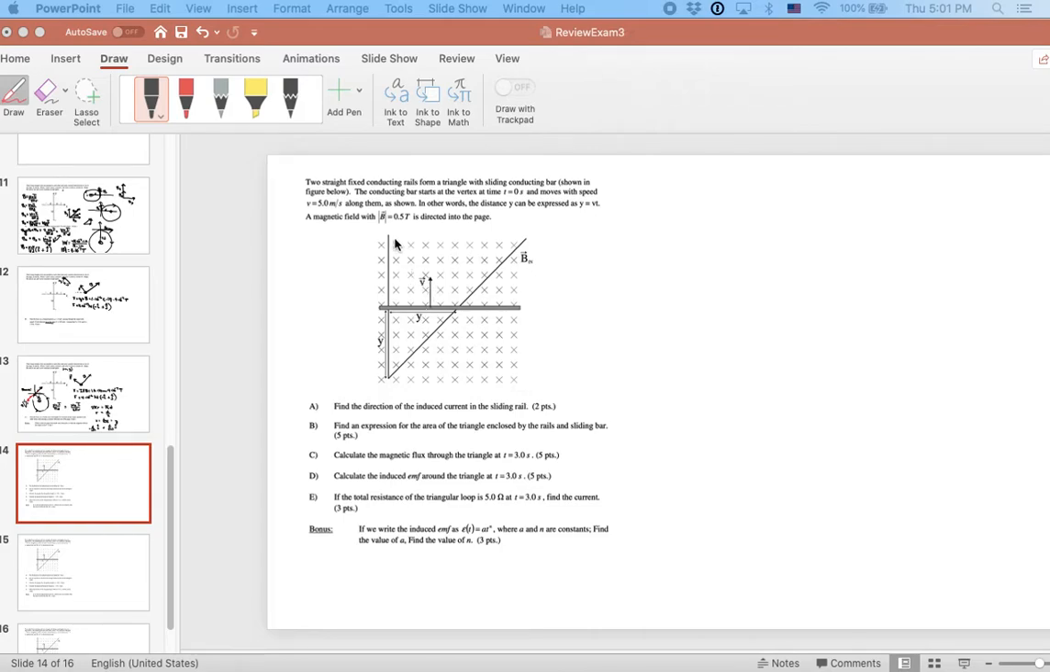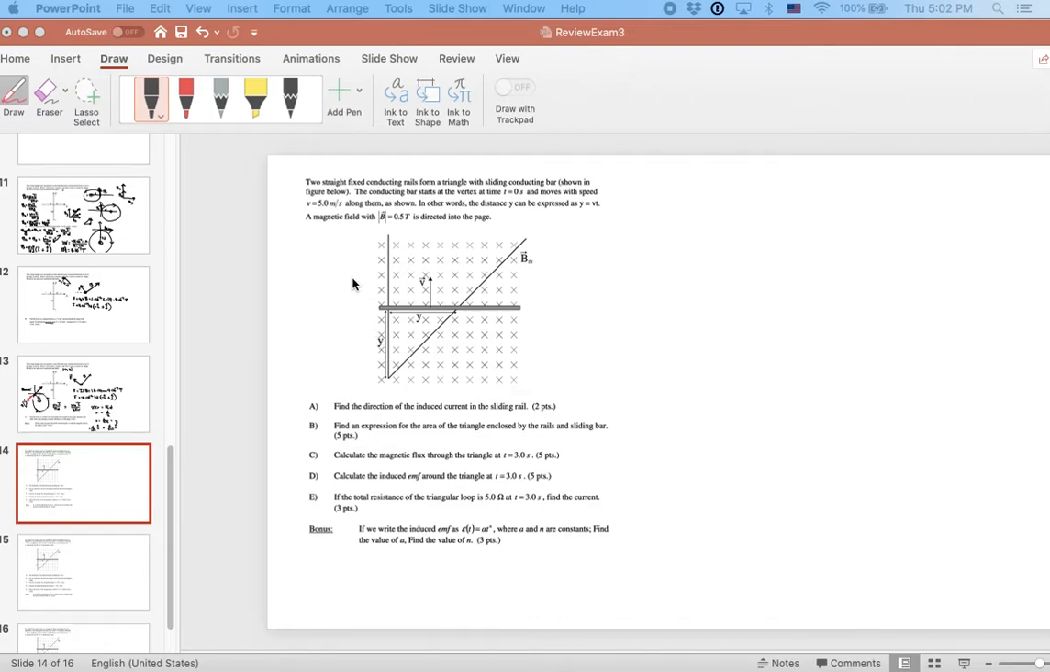And so what you notice though, since it's moving, then my y is changing. But the nice thing about this problem is that this y and this y are the same. So our triangle is changing equally in the x and the y direction. And so the first thing it's saying is find the direction of the induced current in the sliding rail. Okay, so how do you think about this?